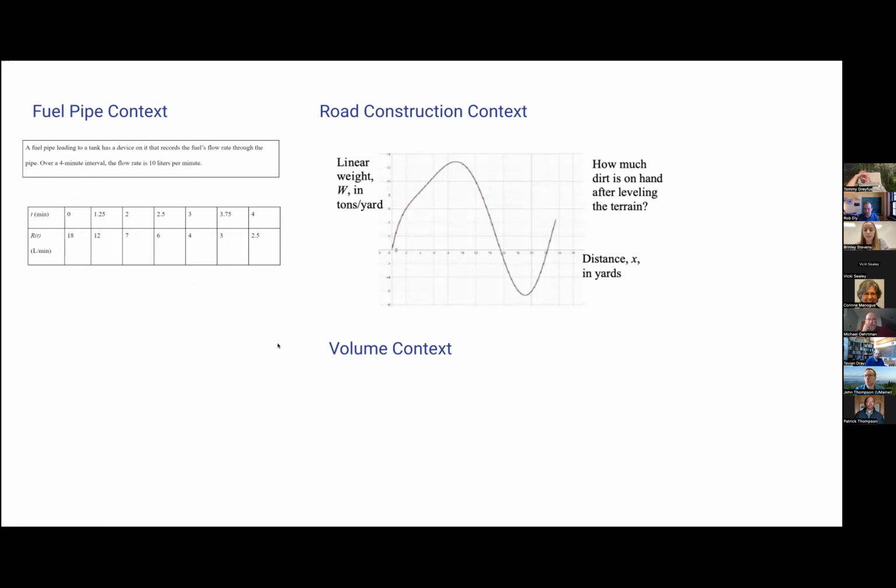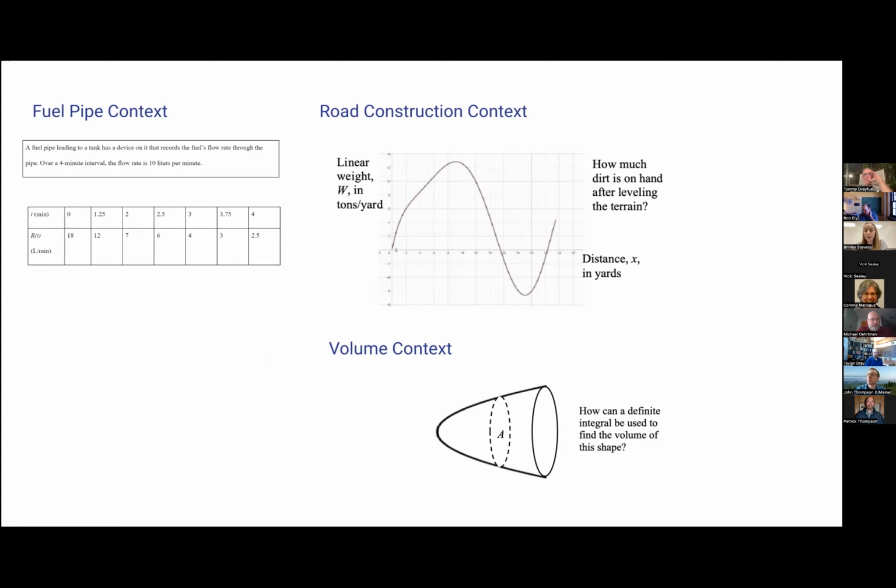Then at the very end of lesson 2, we introduced a volume context. This one didn't require as much time, but we wanted to give a final check so we could assess their understanding, so they could bring it together, but also so that they could experience integration with a non-rate example, so they could think about tiny slivers of volume being added up.